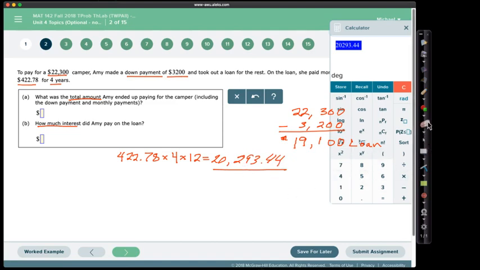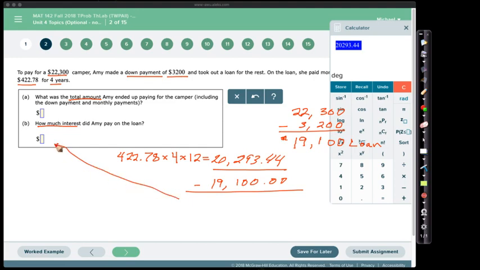So for this one, we simply take this number and subtract off the loan amount, which was what we borrowed, and this is going to be the answer to the B part of the question. So we get 44 cents, we get 3, we get 9, 1 minus 2 is 1, and the 19 from 20 is also 1. So she paid $1,193.44 in interest. Not too bad. She must have got a good interest rate.